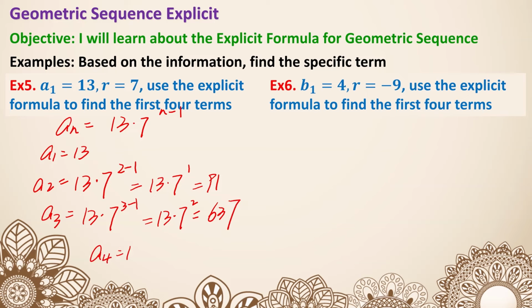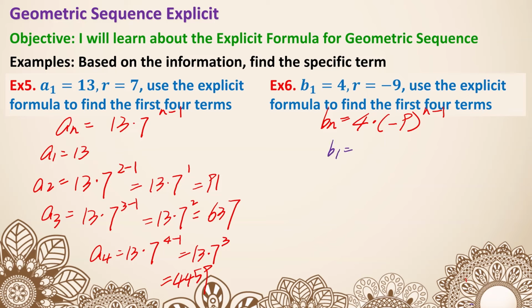a sub 4, 13 times 7 to the 4 minus 1 power, which is 13 times 7 to the third power, and that is 4459. Okay, example 6. Same thing, b sub n equals b sub 1 is 4 times, it's a negative 4 ratio, so make sure you put it inside parentheses, to the n minus 1 power.